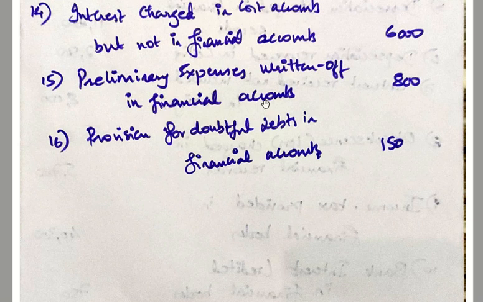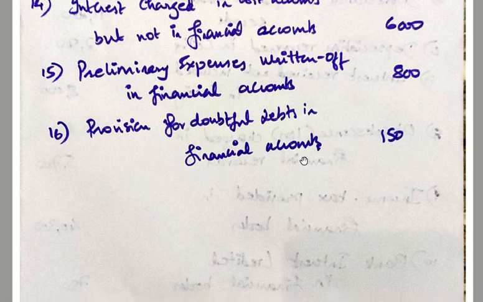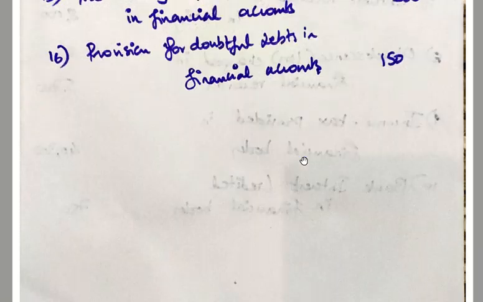Preliminary expenses written off in financial accounts. So preliminary expenses written off in financial accounts is an expense. You're supposed to minus it, but here we are adding it. Provision for doubtful debts in financial accounts, it's an expense. You're supposed to minus it, but here we are adding it.